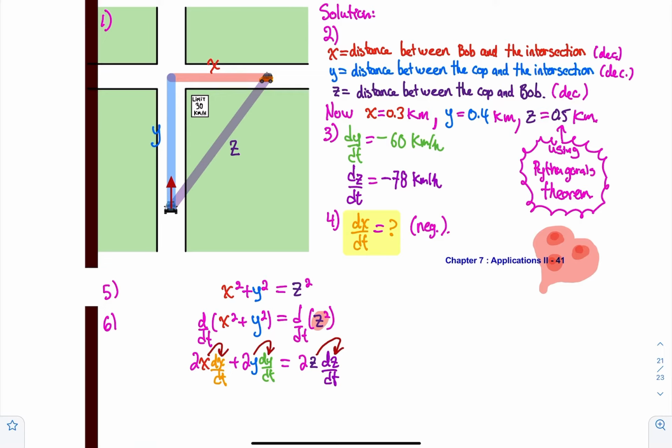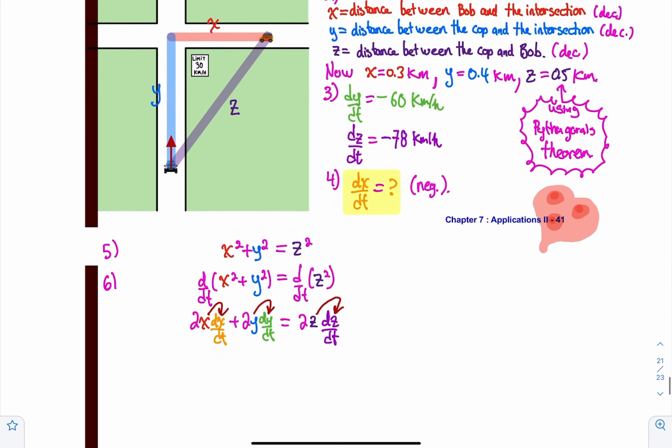So here, all the variables and all the rates together. It's the most important equation of the problem. The reason why this section is called related rates is because we're creating that equation that relates the rates together and, of course, the variables. And when you look at that equation, we have everything except the value of dx/dt, which is what you're looking for. But we know what x is, we know what y is, we know what z is, we know what dy/dt is, we know what dz/dt is. So you can substitute all that information into your equation.